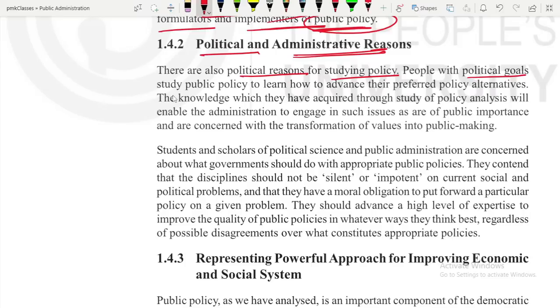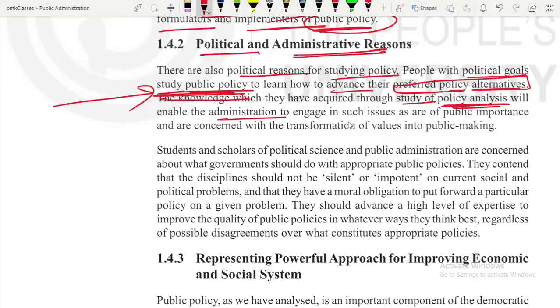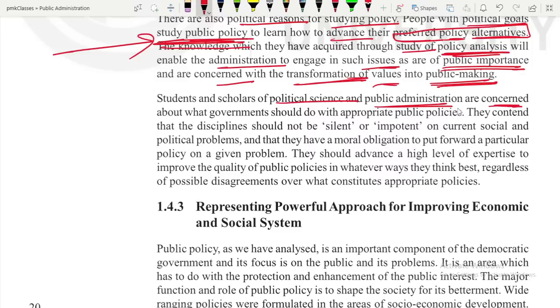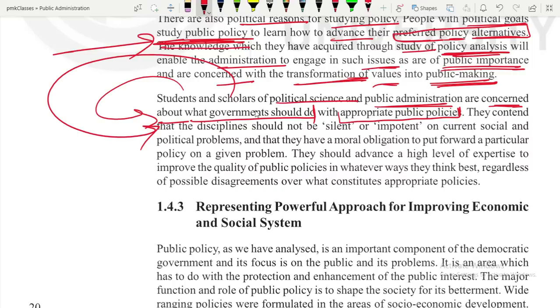People with a political goal study public policy to learn how to advance their preferred policy alternative. If we have an alternative policy, then how will that alternative policy be advanced? To study that, we need to understand public policy. The knowledge which they have acquired through the study of policy analysis will enable the administration to engage in issues of public importance and be concerned with the transformation of values into public policy making. Students and scholars of political science and public administration are concerned about what government should do with appropriate public policy. So this is the main concern, and for that they have to understand public policy.